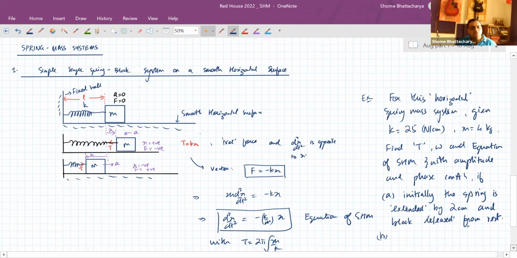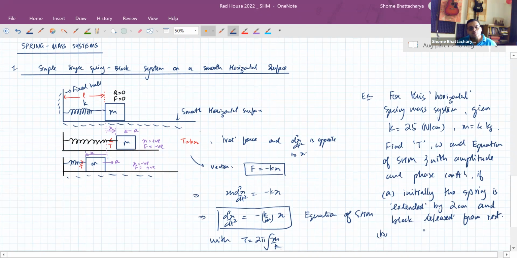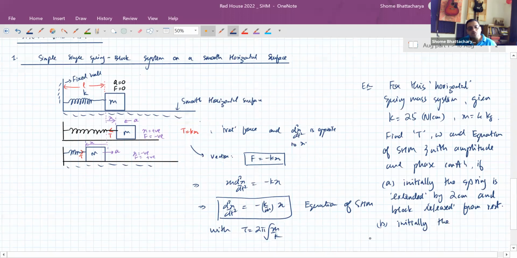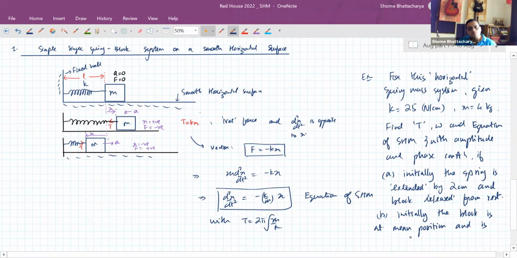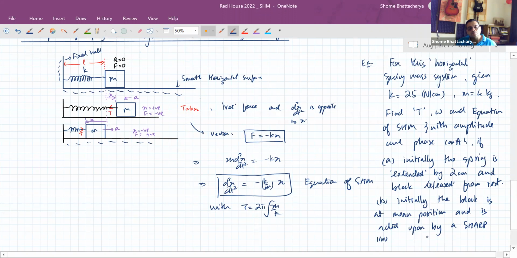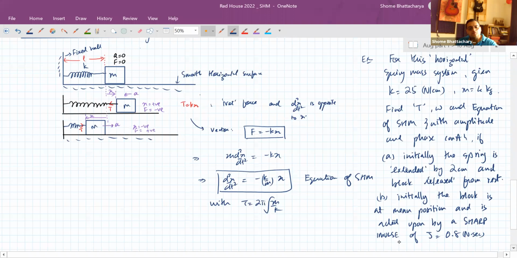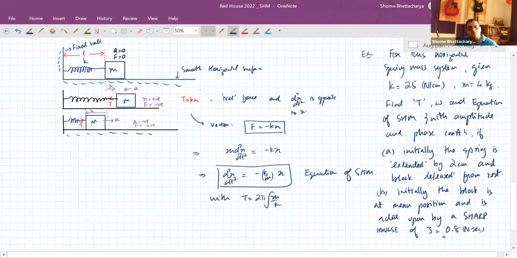And the B part of the same question, initially the block is at the mean position and is acted upon by a sharp impulse of J equal to 0.8 Newton second towards the left.